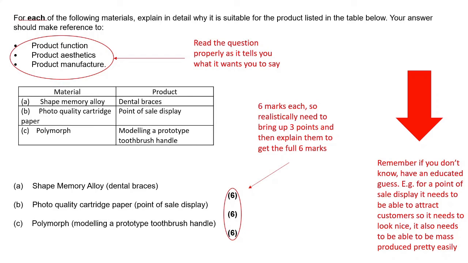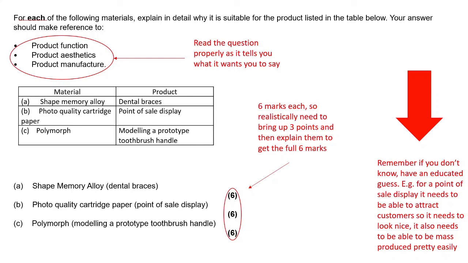So it's already told you what it wants you to write about. That's function, aesthetics, and manufacture. Now remember that it's talked about explaining in detail why it's suitable. So anytime it's saying why is something suitable, like why is a material suitable, that's your sign to talk about the material's properties themselves and how they relate to the function, the aesthetics, and the manufacture of whatever the thing is.